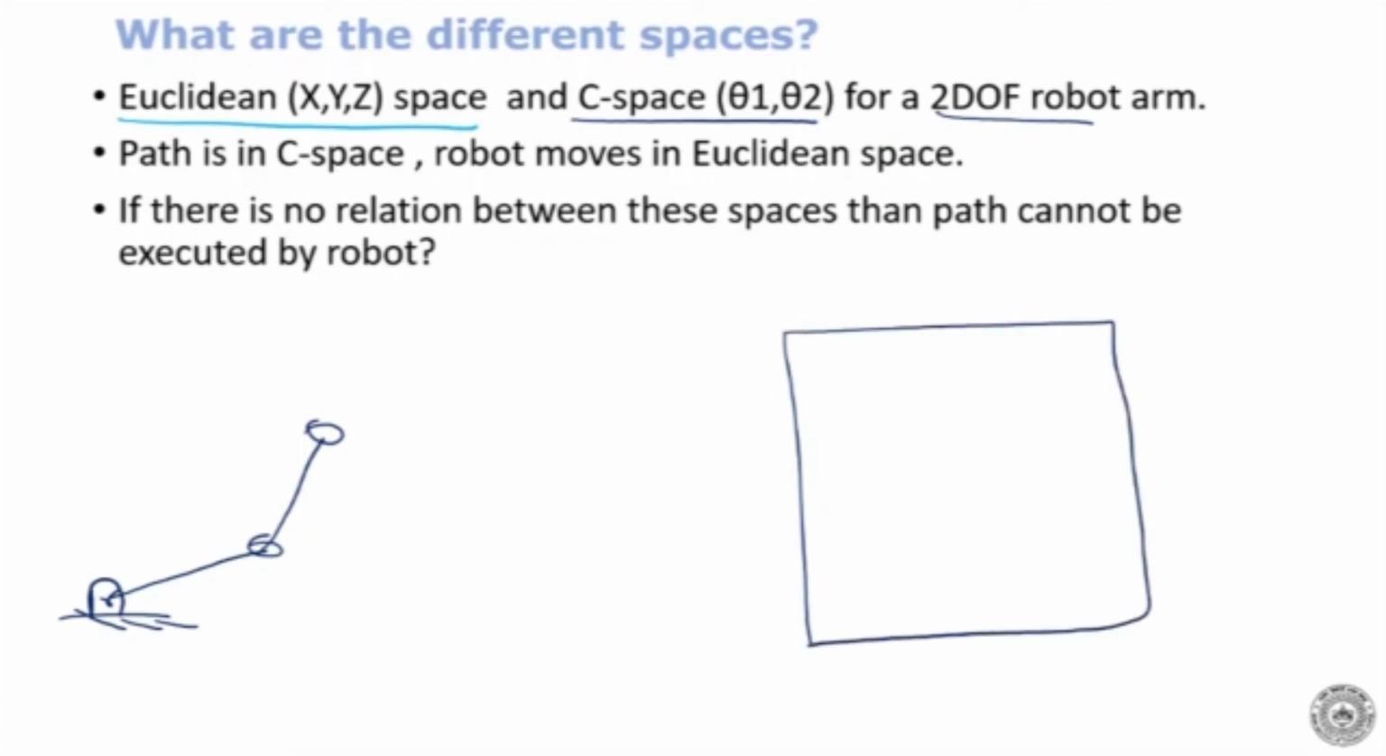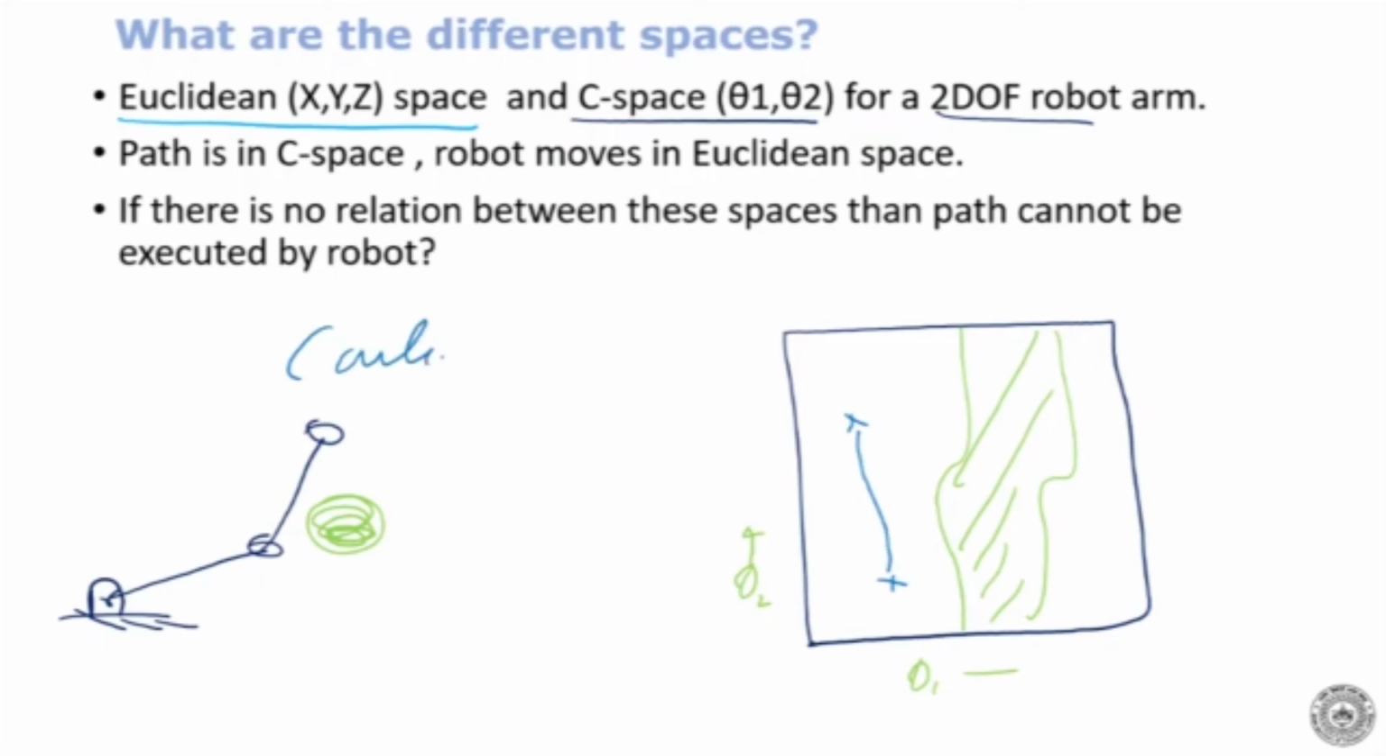So there's an obstacle here, and I drew the corresponding obstacle space here. That's my obstacle, this is my theta 1, that's my theta 2. Now I want to find a path from one point to another point, from this point to this point. I found a path. So from Cartesian space, I went to C space. I found the path. Why?